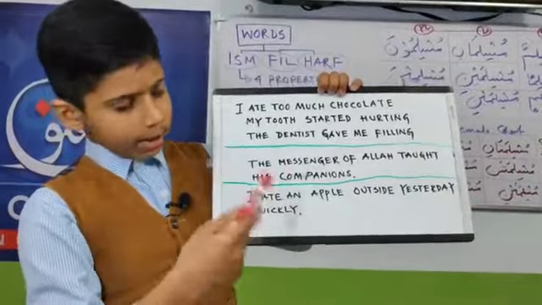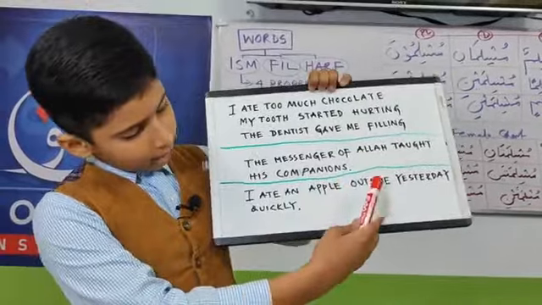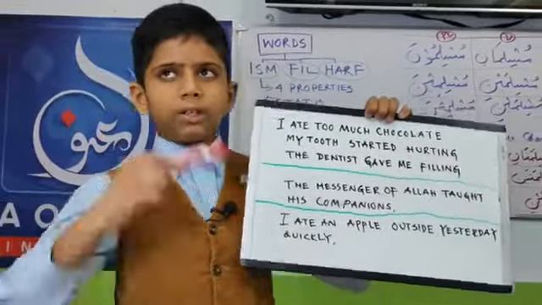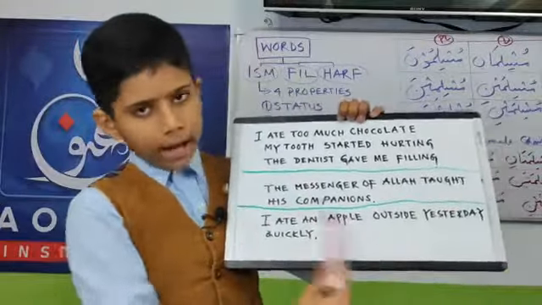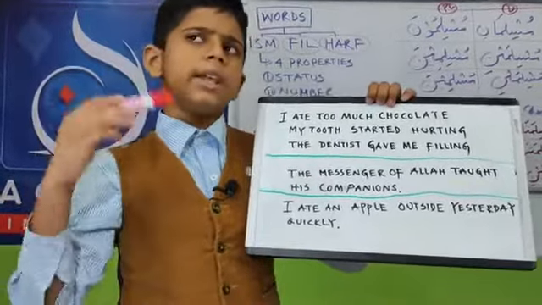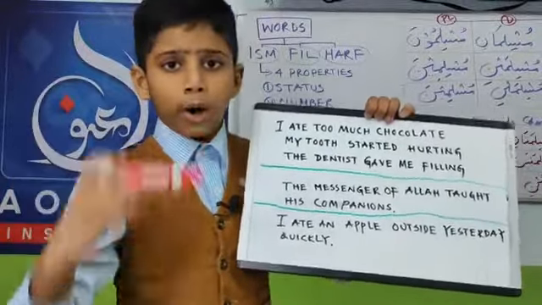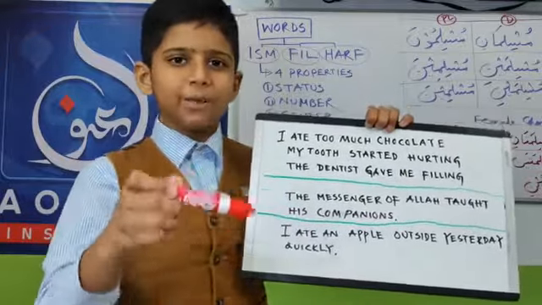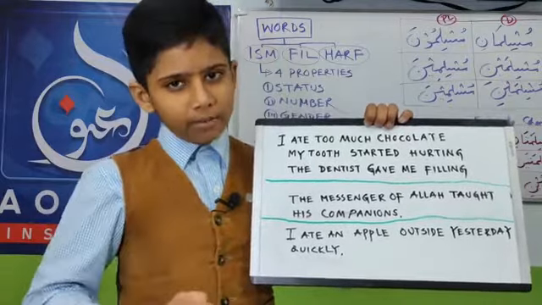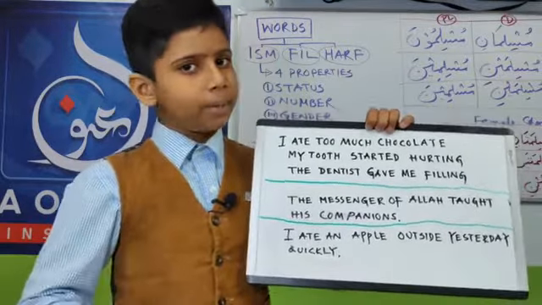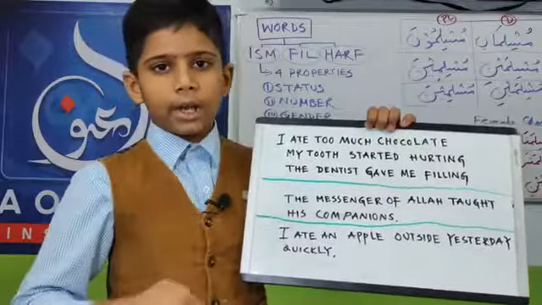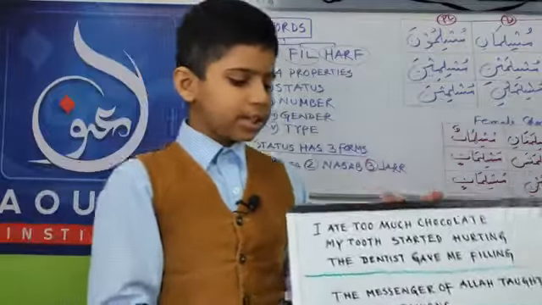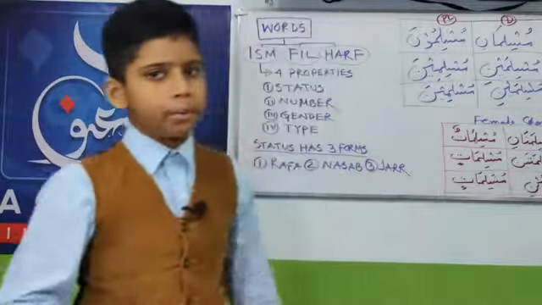Then in the third example, I ate an apple outside yesterday quickly. There are many questions. The last example is just for nasab. It has lots of questions like what did you eat, when did you eat, how did you eat, where did you eat, and why did you eat. Why did you eat? I ate out of hunger. What did you eat? I ate an apple. When did you eat? Yesterday. Where did you eat? Outside. These are all questions of nasab. So after these examples are done, we'll put the example board down.